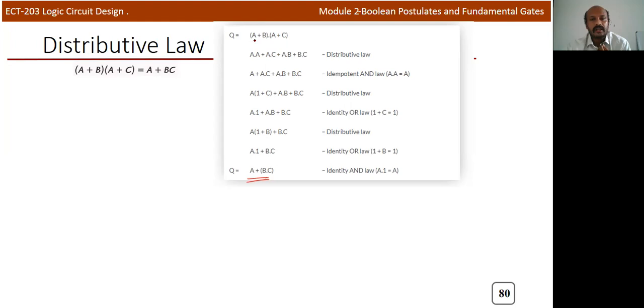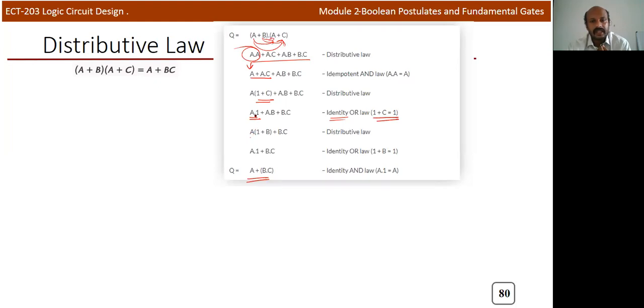So first I can apply the distributive law. With simple algebra I can expand this: A into A, A into C, B into A and B into C. So I'll get this expression, and A into A I can reduce by using the idempotent law, so I can write simply A. Now here we have A plus AC. I can take A common, so it becomes 1 plus C as one factor. And 1 plus C is equal to 1 by using the identity law. So it becomes 1 into A, and 1 into A is equal to A. So I can simply write A.